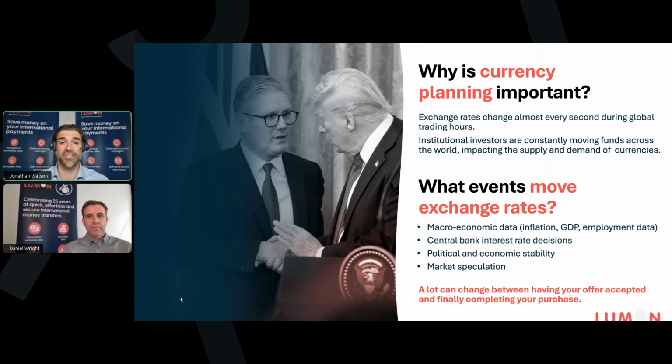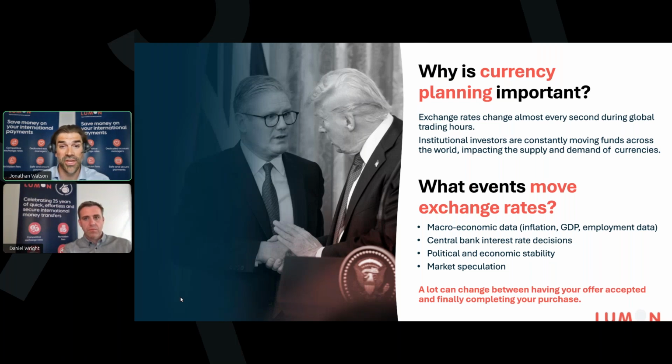So what events move exchange rates? It's economic data. It's the central bank interest rate decisions. As I say, we've got 3 meetings in the next 24 hours. Then we've got political and economic stability. Great examples recently, the Iran war, everything going on with Mr. Trump, pretty well documented. He has the power to move markets, never quite know what he's going to do or say next, and the market has reacted to that.